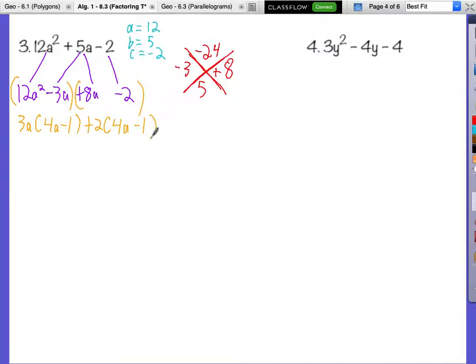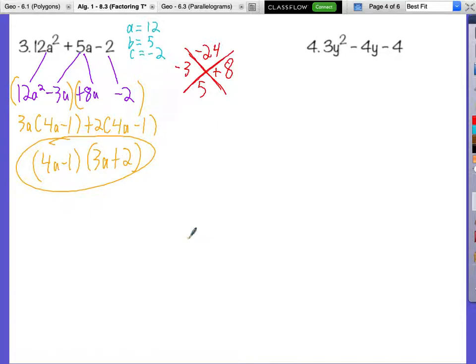Do we have the same thing in the parentheses? Yes. Okay? That's kind of a way you can check, because if you don't have the same thing in the parentheses, we might have done something wrong. That can be a way we can check. So now, since we have the same thing in the parentheses, we'll put that 4a minus 1 out in front. And what's going in the second set of parentheses? 2. Questions on that one?